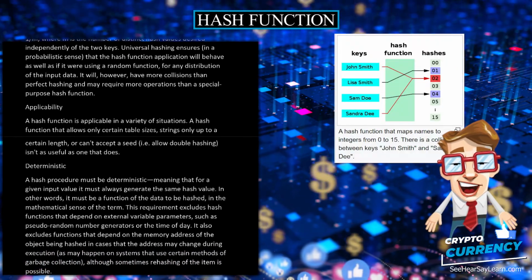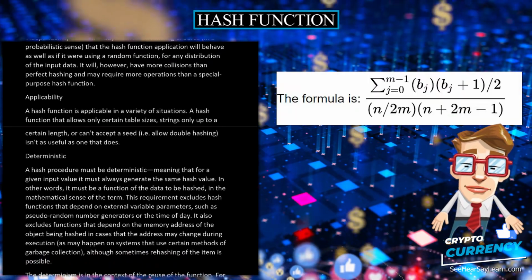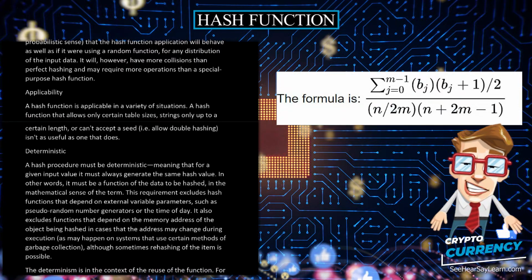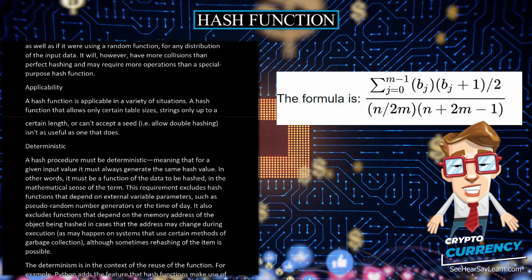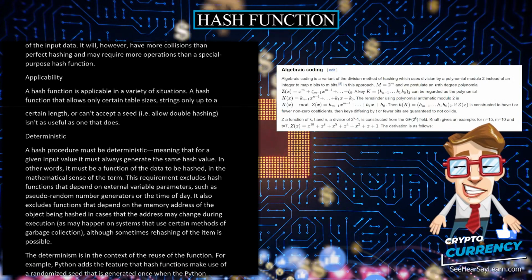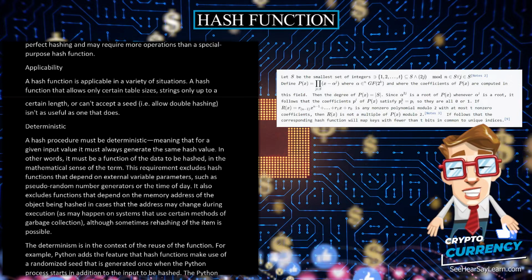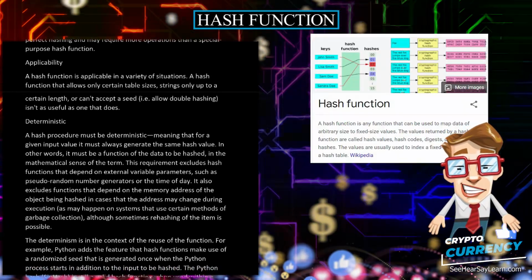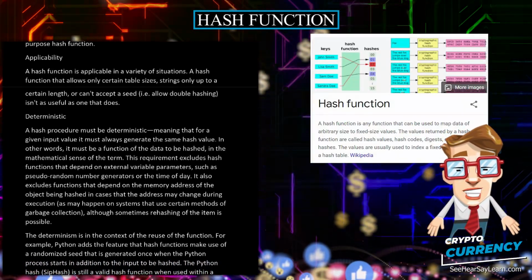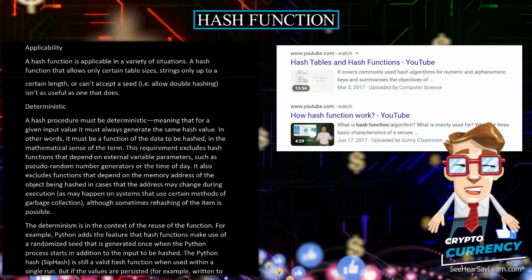For example, Python adds the feature that hash functions make use of a randomized seed that is generated once when the Python process starts, in addition to the input to be hashed. The Python hash, SipHash, is still a valid hash function when used within a single run. But if the values are persisted, for example, written to disk, they can no longer be treated as valid hash values, since in the next run the random value might differ.